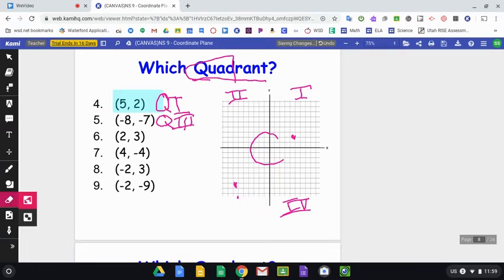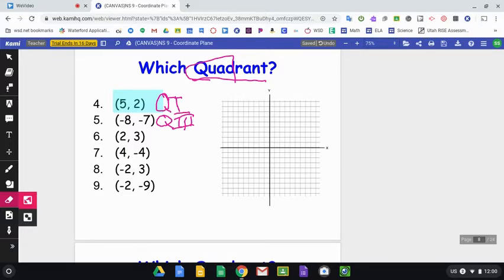Now what I want you to do is I want you to try the next ones. The other 4. You can use the trick knowing positives and negatives. You could label your coordinate grid with 1, 2, 3, 4, or you can just plot the dots on there and see what quadrant they're in. And I'll give you the answers in just a minute. Go ahead and click pause.